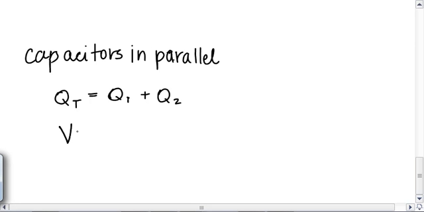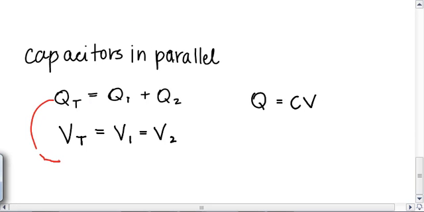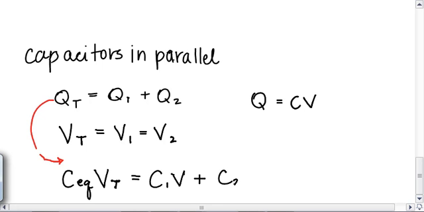So that means that V total, the total voltage across that branch, is equal to the voltage across one of them, which is the voltage across the second one. Now, Q is equal to CV. So let's make the CV substitution into our Q's here. So I'm going to just come down here, and I'm going to write in my substitutions. So Q total would be C equivalent, C total, whatever you want to call it, times voltage total. Q1 would be C1V1 plus Q2 would be C2V2.